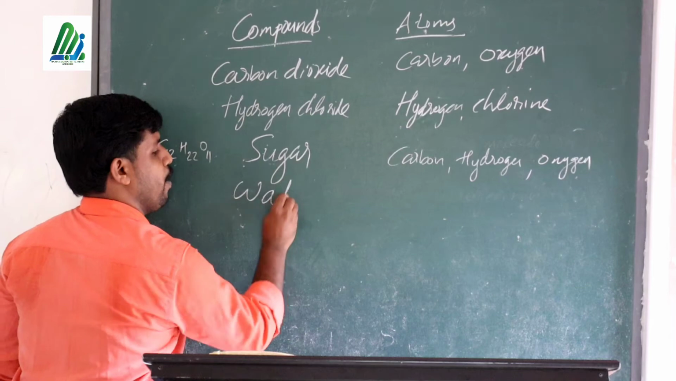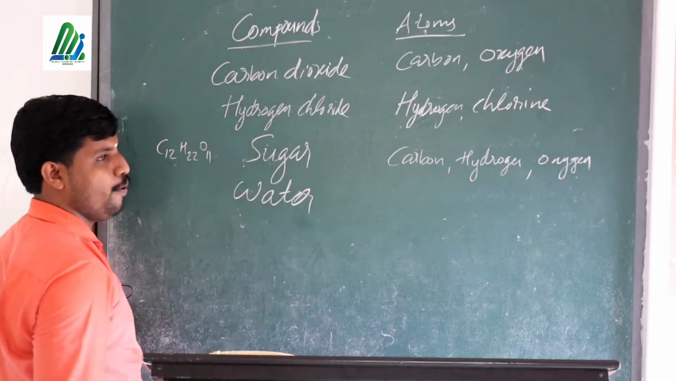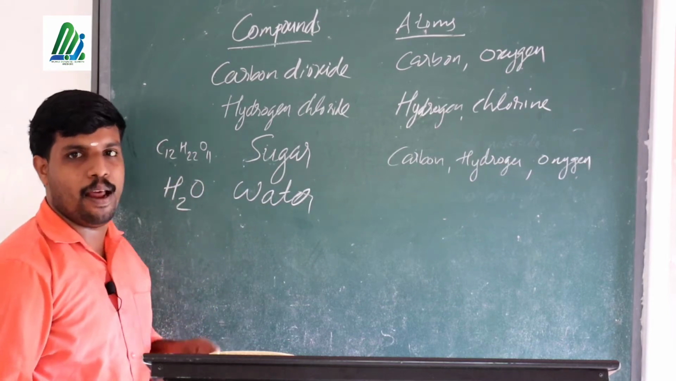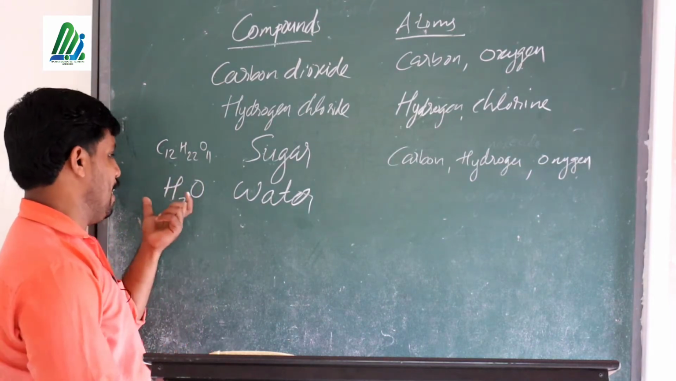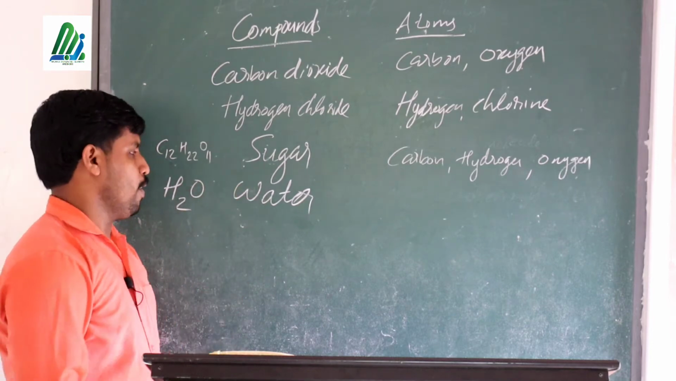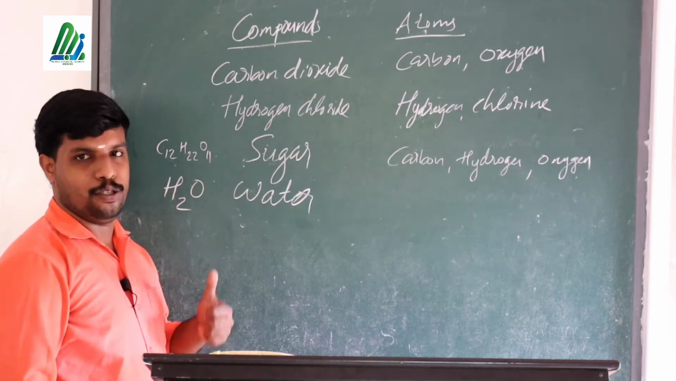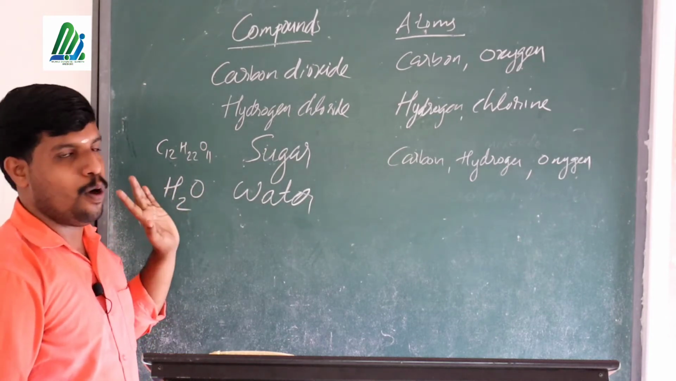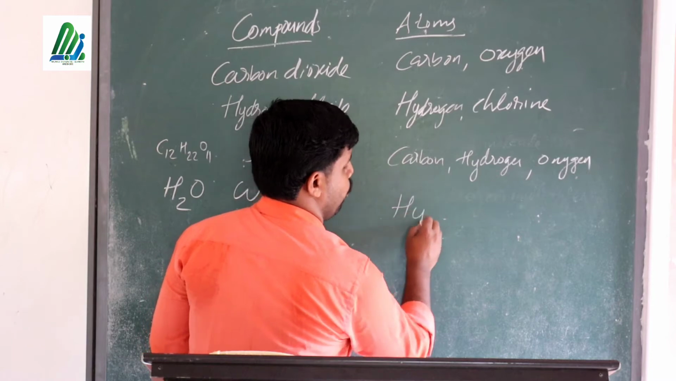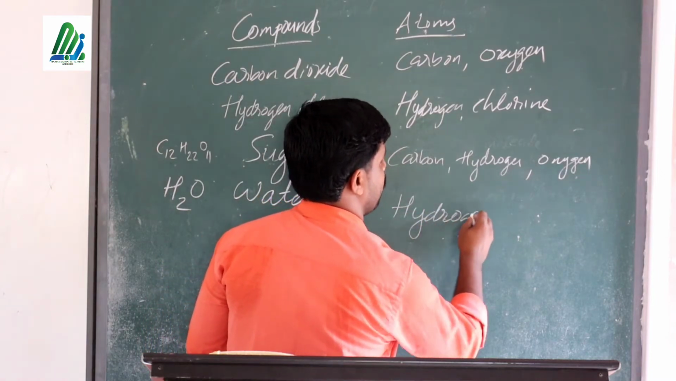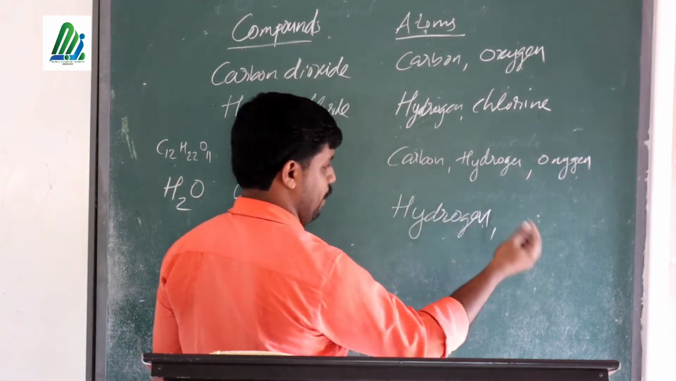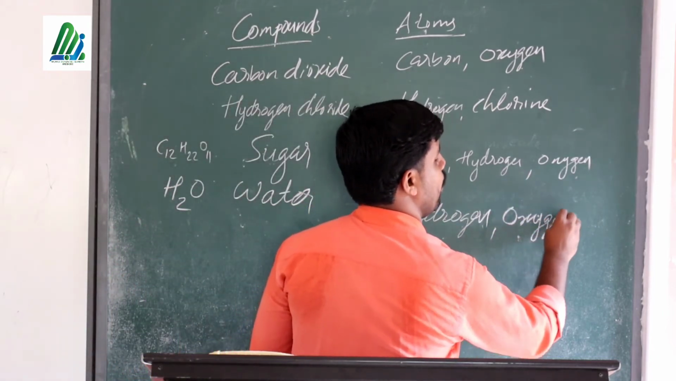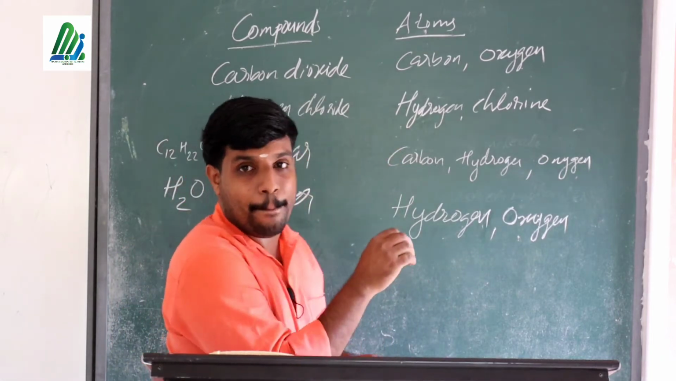Then a very familiar one, water. How do you write water in chemistry? We write water as its chemical formula or molecular formula, H2O. Which are the atoms there? Hydrogen and oxygen. We will study this type of chemical formula in the other chapters. Hydrogen and oxygen are the atoms present in water.